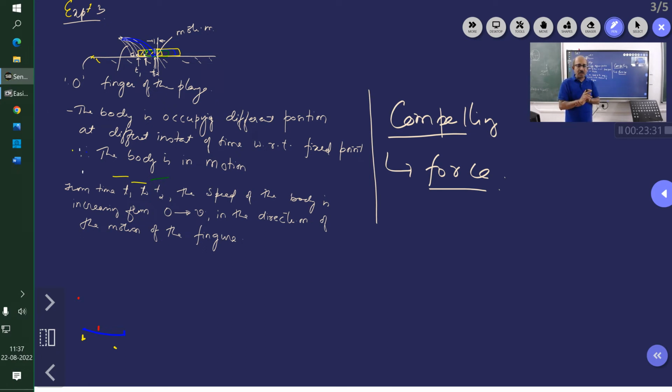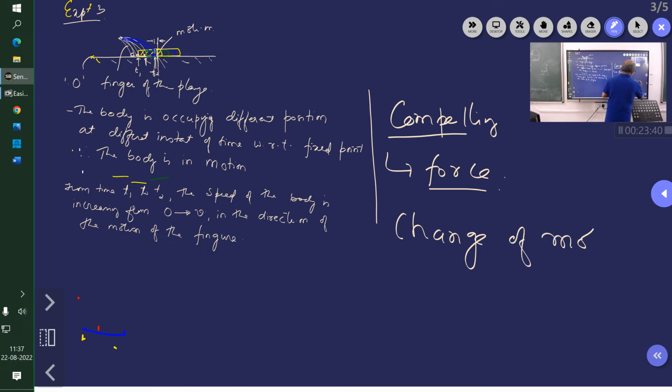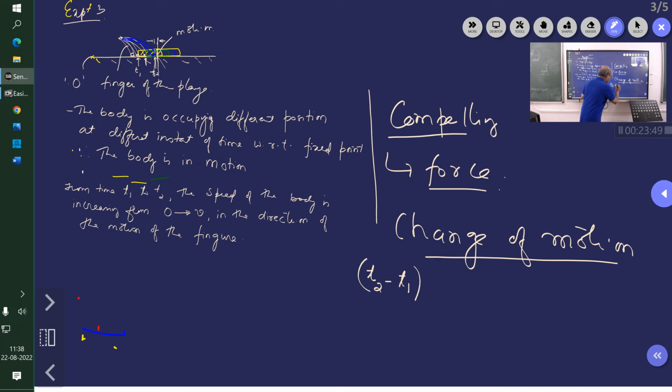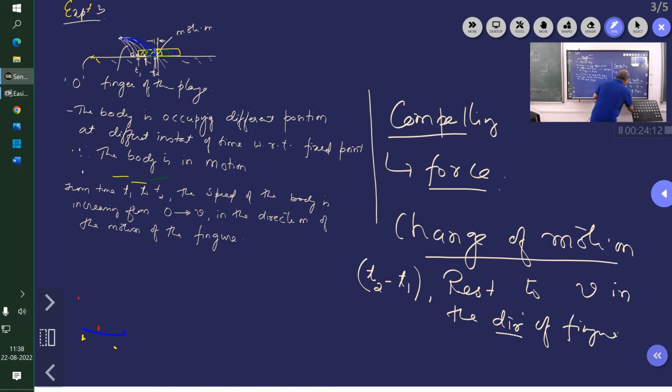So therefore, a very important conclusion is that there is change of motion during the time interval T2 minus T1. What is the change of motion? From rest to its speed v in the direction of finger motion, or in the direction of force. So there is change of motion, and therefore this change of motion is caused only by external force. So force is responsible for change of motion. Change of motion will occur if and only if there is external force acting on the body. Is it clear? Hello? Yes.